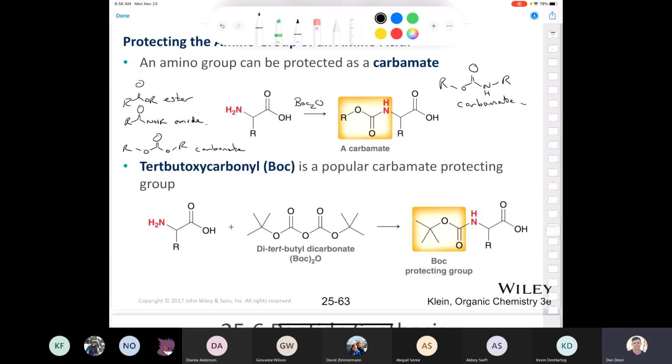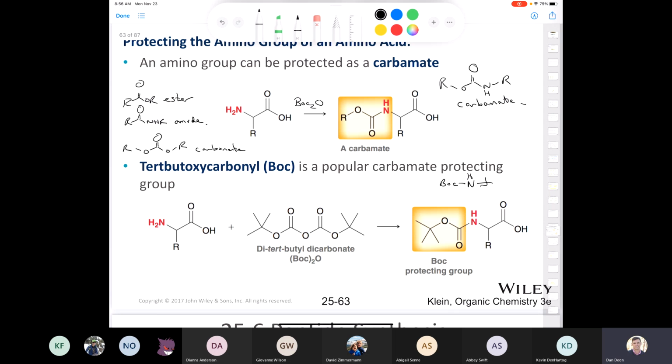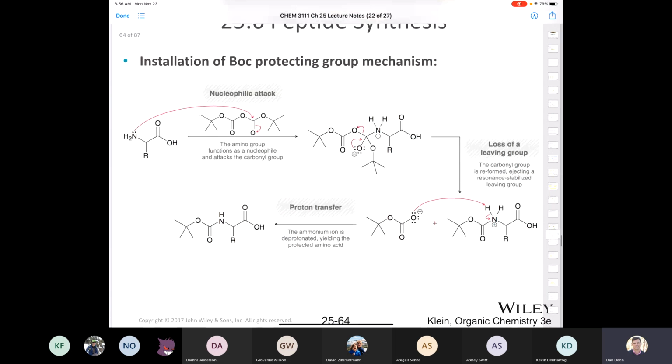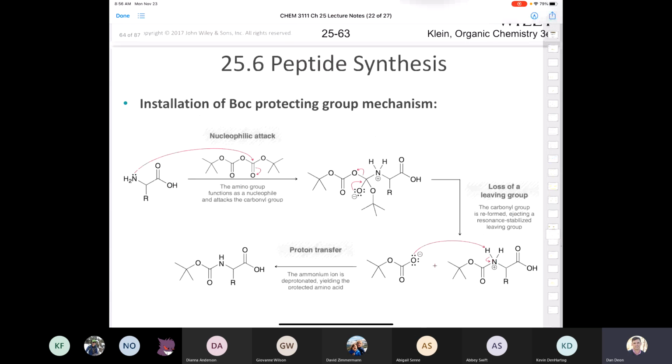So you take the nitrogen of the N terminus, you protect it with Boc anhydride, and you end up with a carbamate. You can just abbreviate that. Instead of drawing out the whole tert-butoxycarbonyl, you could just write the nitrogen like this, and then write Boc, like that. There we go. That's enough talking about Boc. Here's the mechanism for the installation of the Boc group.